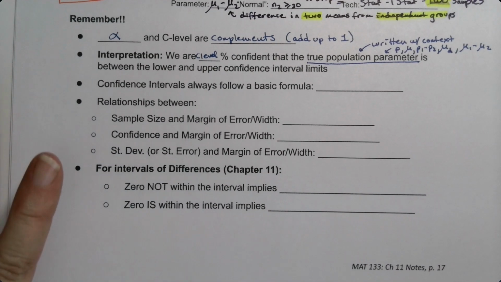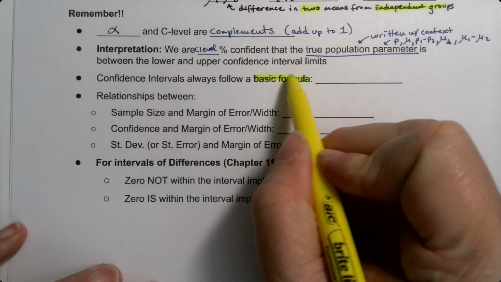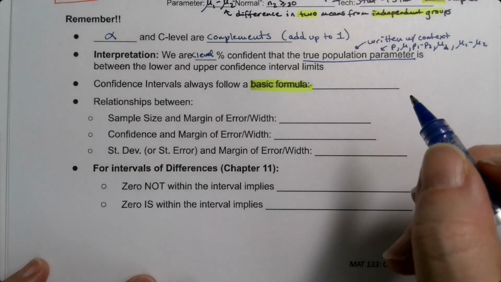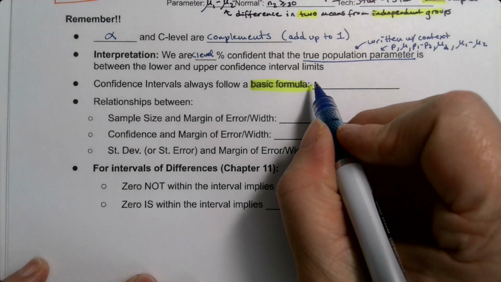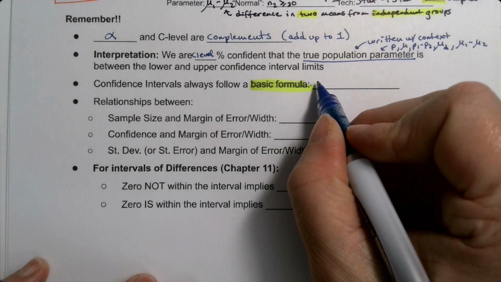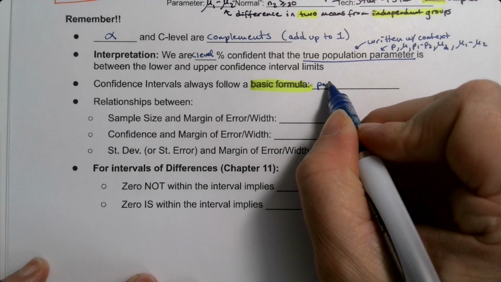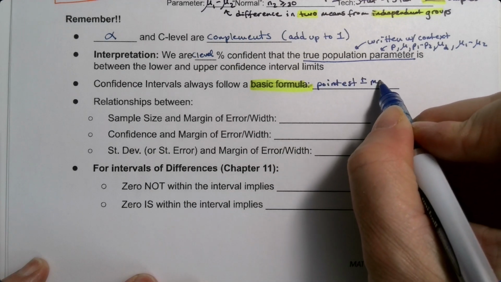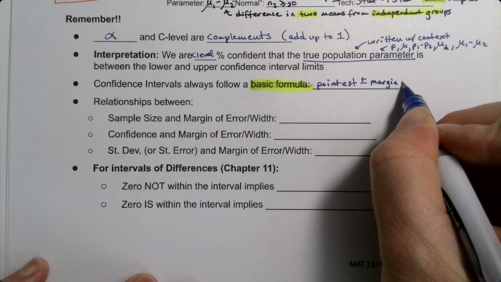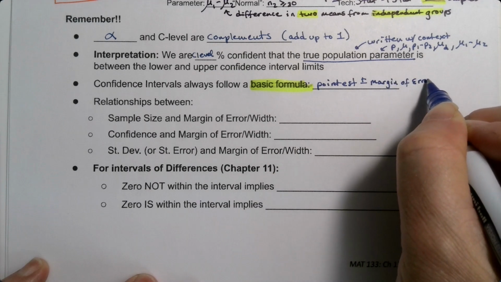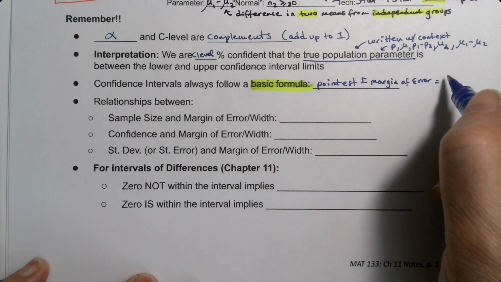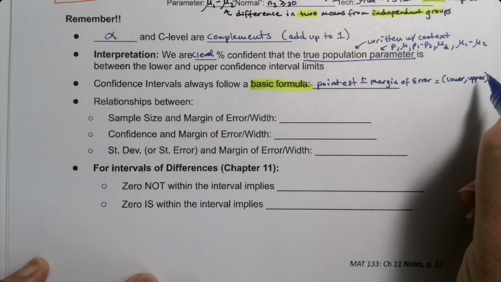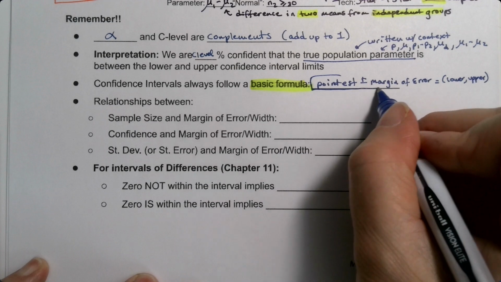Now, confidence intervals always follow a very basic formula that we want to always keep in mind. And it comes out of the picture of what a confidence interval looks like. So a confidence interval is the point estimate plus or minus the margin of error. And that will get us our lower number and our upper number, which is what a confidence interval is.